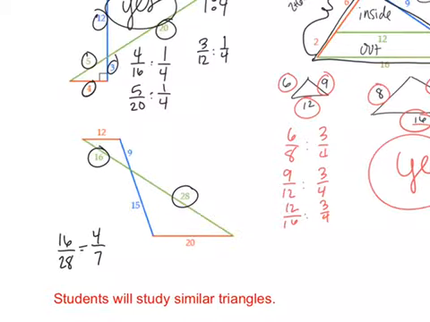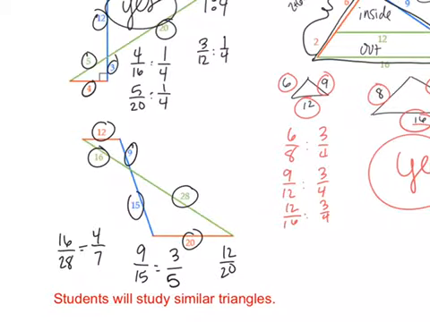So divide by 4, yeah. And then blue, we have 9 over 15. Both of these can reduce by 3, so that'd be 3 over 5. And then 12 to 20, we could divide by 2, 6 over 10. That would be 6 over 10, 3 over 5. But this one is not proportional, so these are not similar.